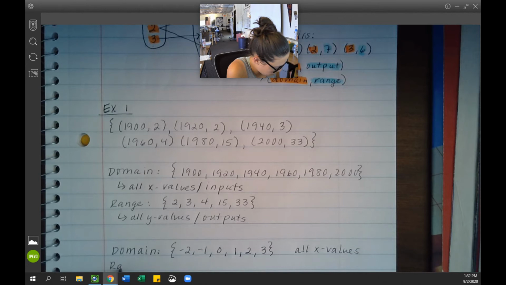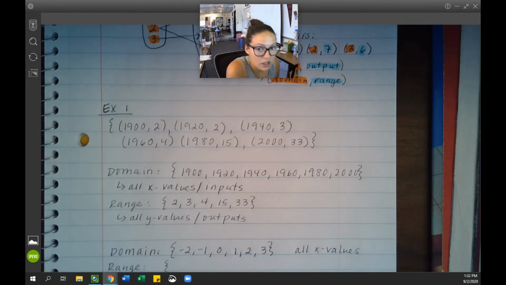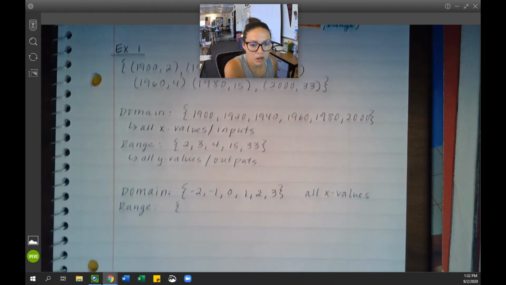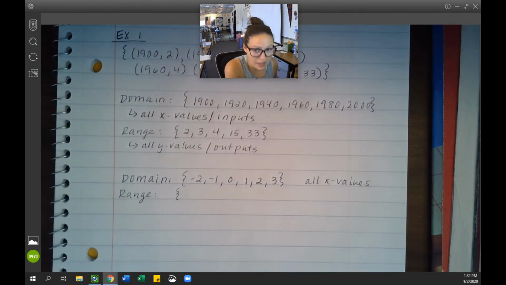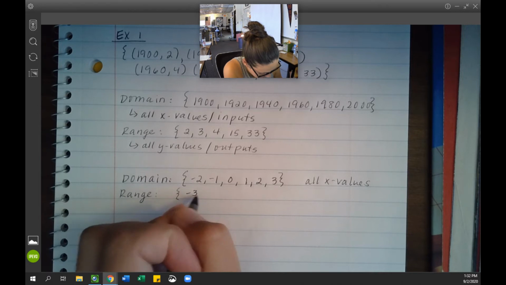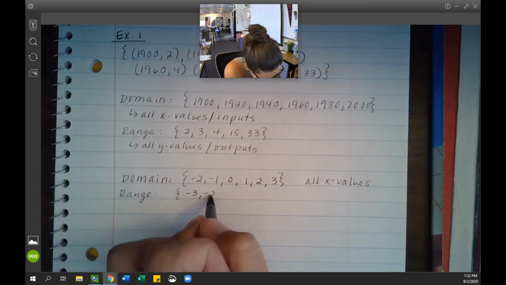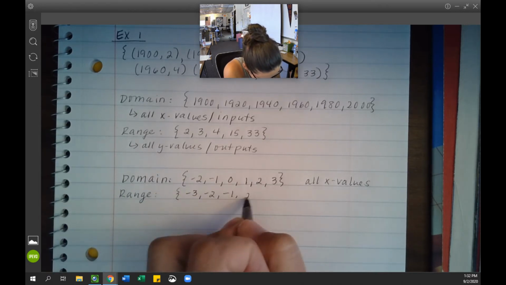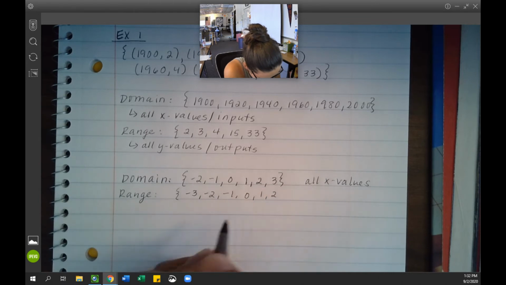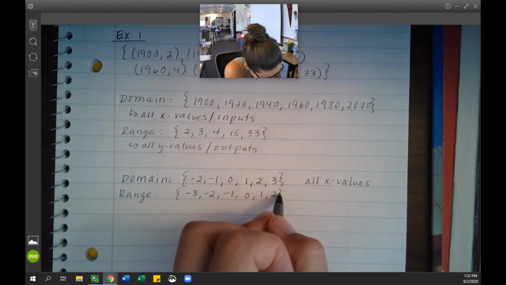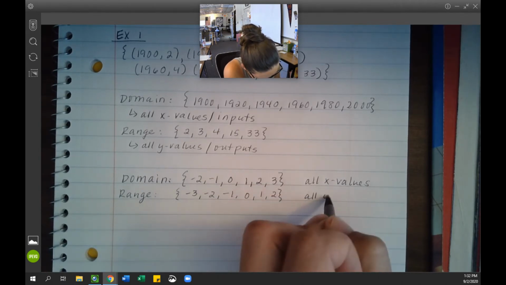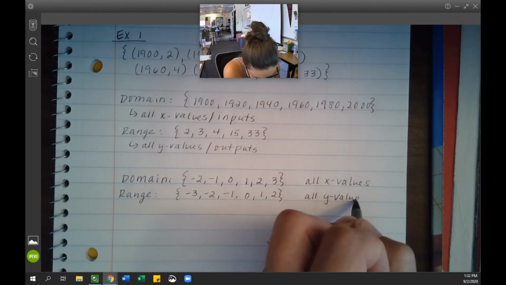The range is all the y values. And we also want to start this from smallest to greatest. So I'm going to start at the bottom point. The bottom point is a y value of -3. Then we go -2, -1, 0, 1, and 2. So that's all the y values.